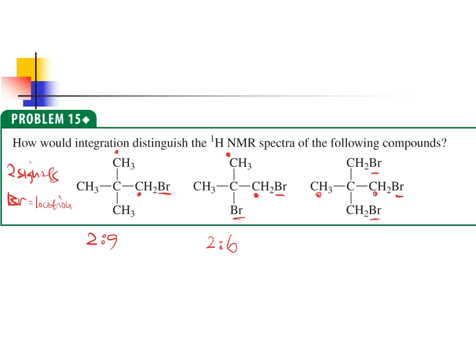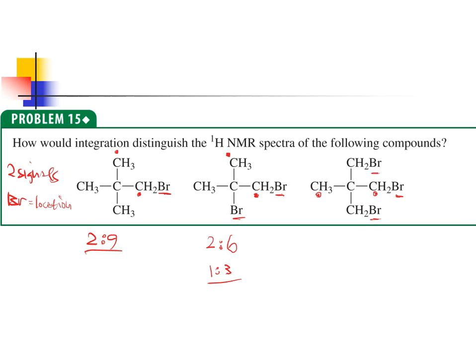Now I want to simplify this down because I can. And that's really what we have to do in the integration world. So is there a common denominator here? Is there a value that we can divide both of these numbers by to make them smaller? And the answer is, of course there is. So 2 divided by 2 is a 1, and 6 divided by 2 is going to be a 3. So this is a 2-to-9 ratio, and this is a 1-to-3 ratio.